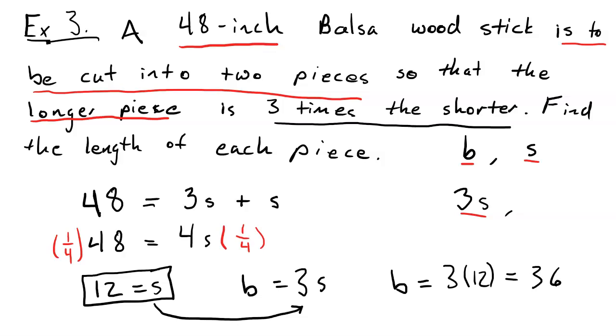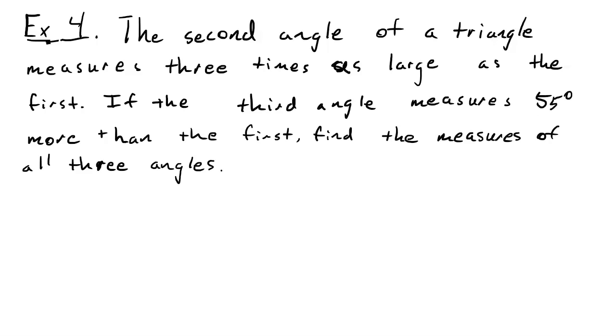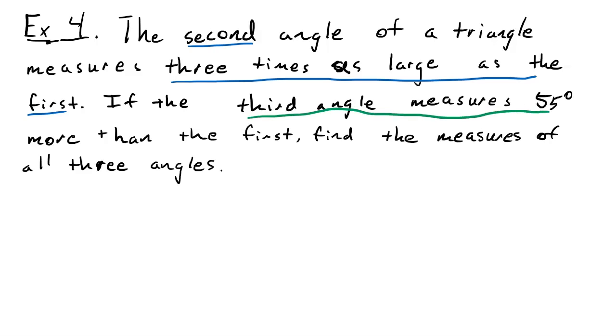36. Our last example for today's lecture is going to have to do with a question very similar to example 3, but in this case, they don't explicitly give you what all of the pieces is equal to. So right now, we're dealing with angles, and it says the second angle of a triangle measures 3 times as large as the first. Let me highlight that, 3 times as large as the first, and that's for the second angle. If the third angle measures 55 degrees more than the first, find the measures of all 3 angles. So let me highlight that in a different color.